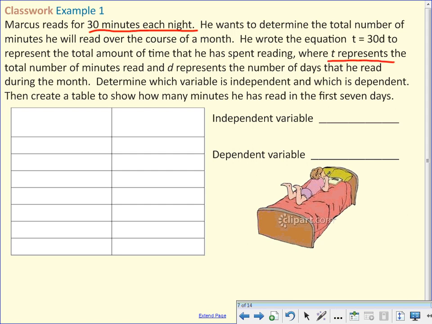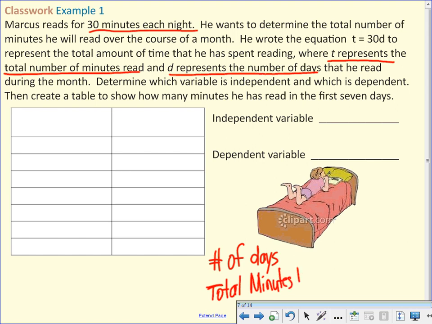We know that T represents the total number of minutes read. D represents the total number of days that he read. So first of all, what are the two things that we're comparing here? What are the two units that are changing? What are those two units? So we're looking at the number of days. Don't write anything down yet. So we have the number of days that he read, and then we also have the total minutes read. So those are the two things that are going to be changing. Those are my two variables.